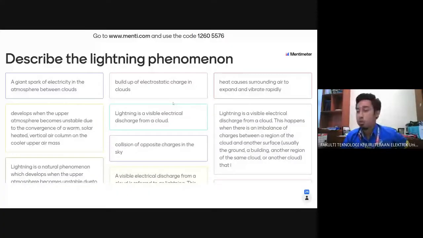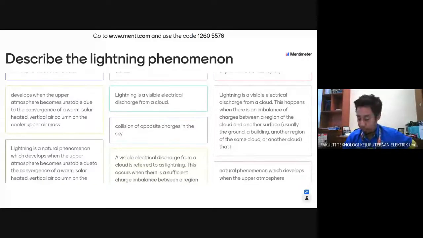But if the question needs you to elaborate, I hope all of you can elaborate more on the lightning phenomenon. I want to share with all of you a simple illustration of lightning. Besides, you can explain the theory of lightning. Maybe you can draw how the lightning phenomenon happens.